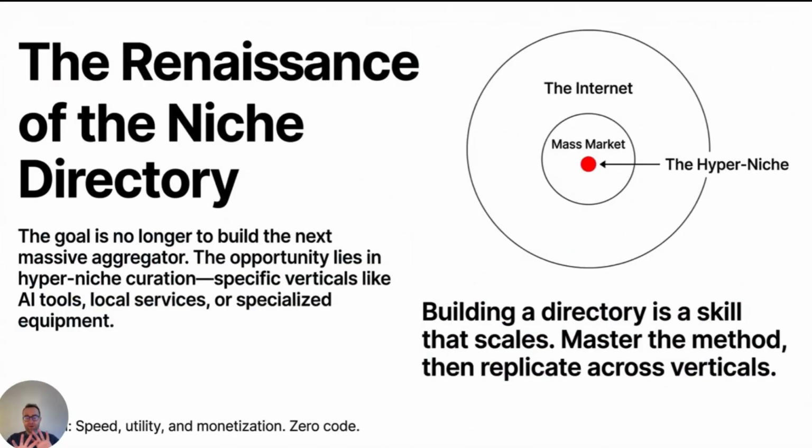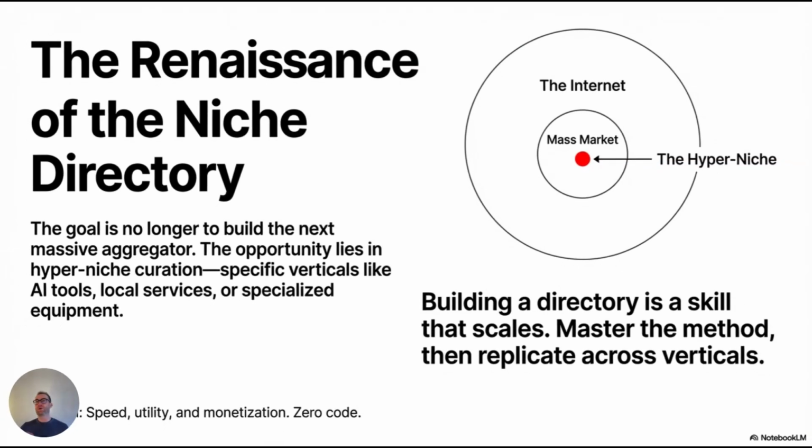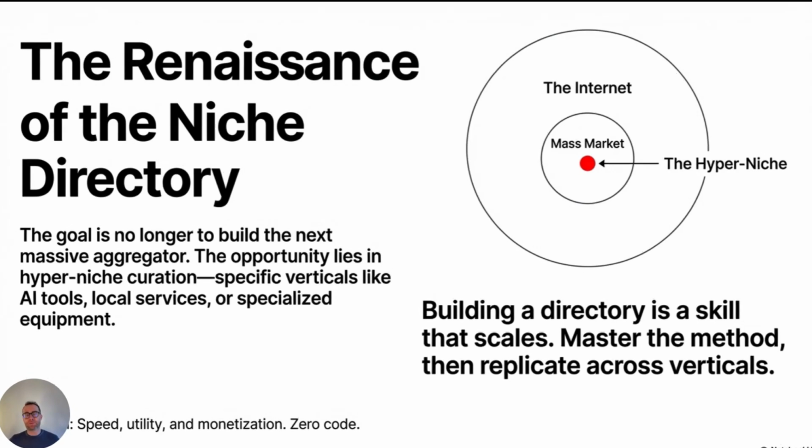All right. So first off, you got to understand this is a different time than building a directory 5 or 10 years ago. What we're seeing right now is what's working well is a niche directory, specifically a hyper niche directory. The goal is not to be an aggregator for everything. You don't want to try to compete with Yelp or Zillow or one of these big sites. You want to build a very focused directory around a very small niche. And that's where the opportunity lies in hyper niche creation and curation about these specialized things.